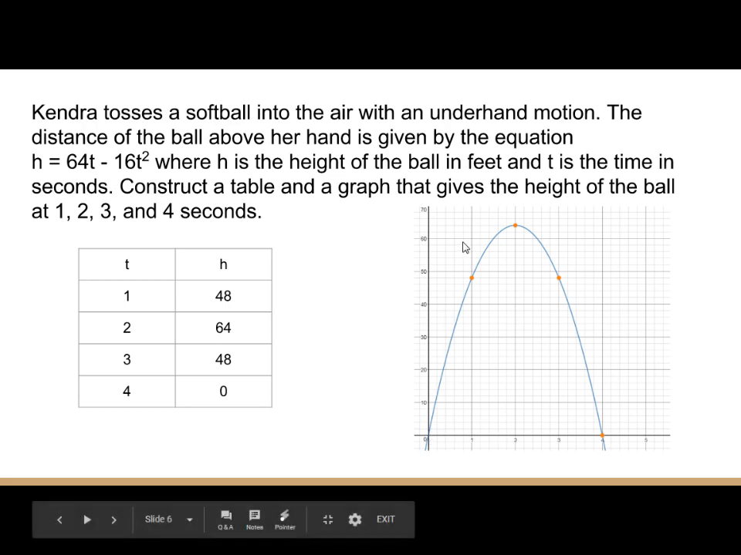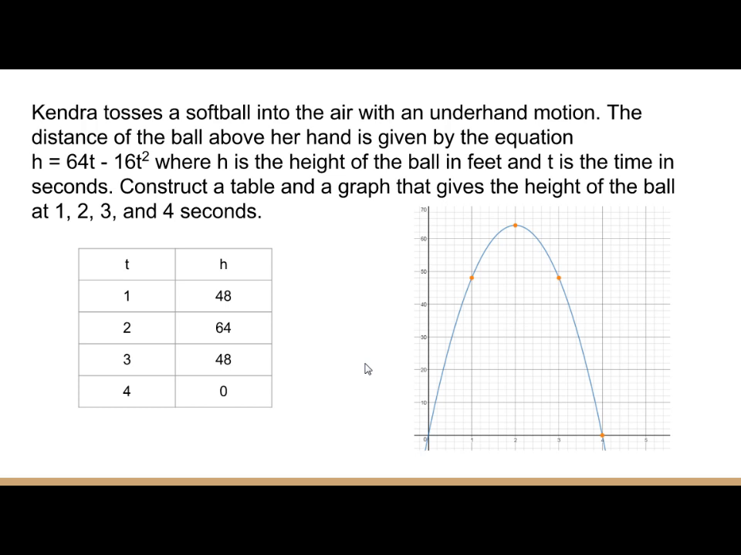It maybe went straight up and came straight back down. This doesn't give the distance, but so the ball may have gone straight up and straight back down again. But as time goes on, the ball goes up and then it goes back down. So it doesn't necessarily have to go in this arc. This doesn't show the path of the ball. It just shows the height, how high up in the air it got. But that's how you use a table to create a graph.